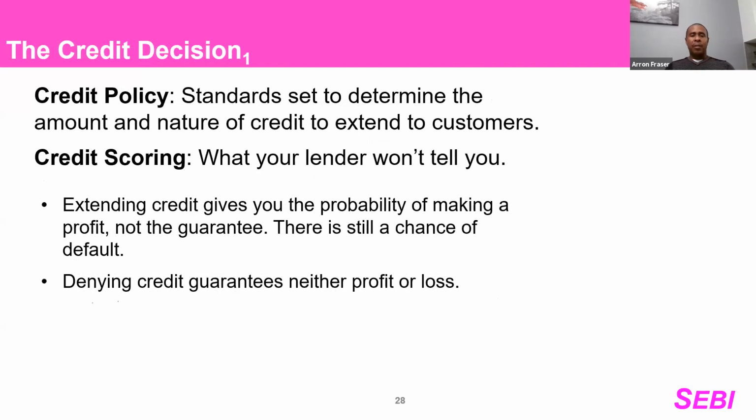You should always have a credit policy, which is a standard set to determine the amount and the nature of credit to extend to customers. So you should have policies that, for example, say for every new customer, maybe the first transaction is on cash, and then once that goes well, then you can say, well, we will only extend credit up to a particular amount. We will only extend credit to customers who are in a particular industry, right? So those are some of the policy positions that you can adopt.